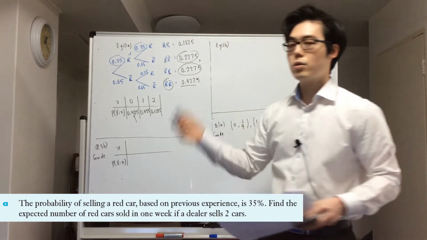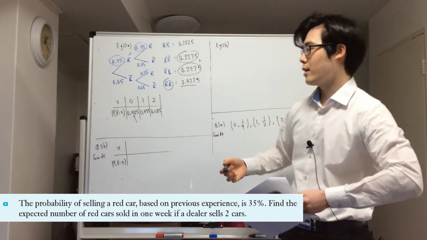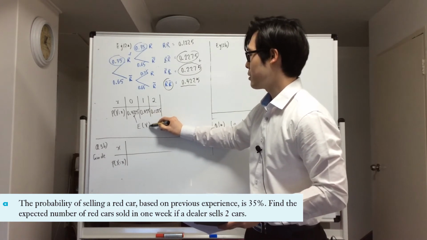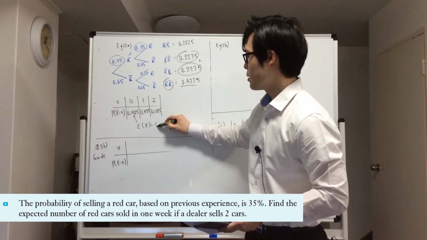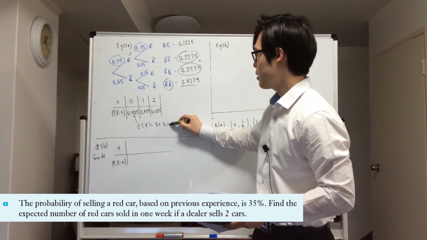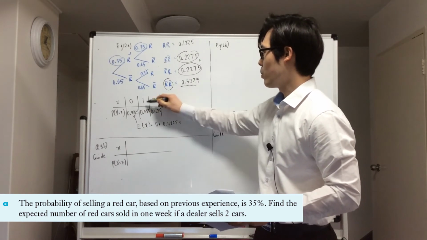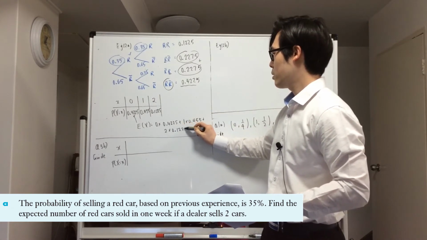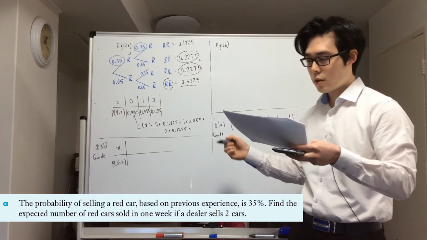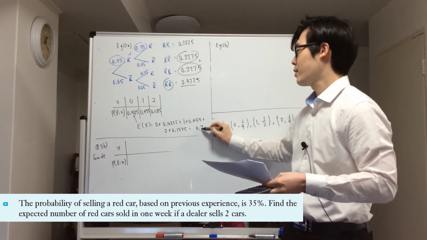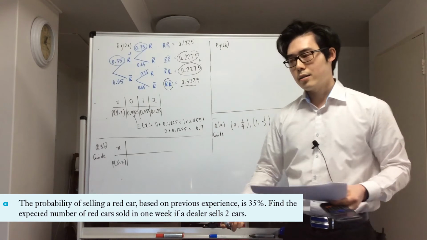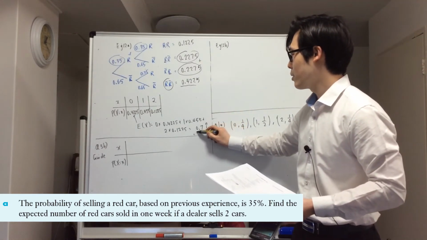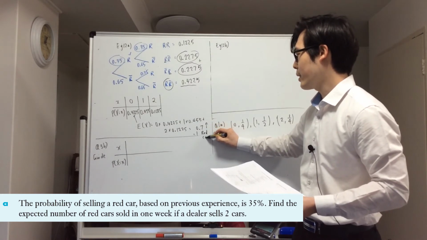So this is what you use to find the mean or the expected value of selling red cars. So E of X is equal to, do exactly what I've done before, 0 times the probability plus 1 times the probability, and so on. If you put all of this in the calculator, you'll get 0.7. So what that means is, you obviously can't sell 0.7 cars, so you round that number up, so 1 red car is the answer, out of the 2 cars.